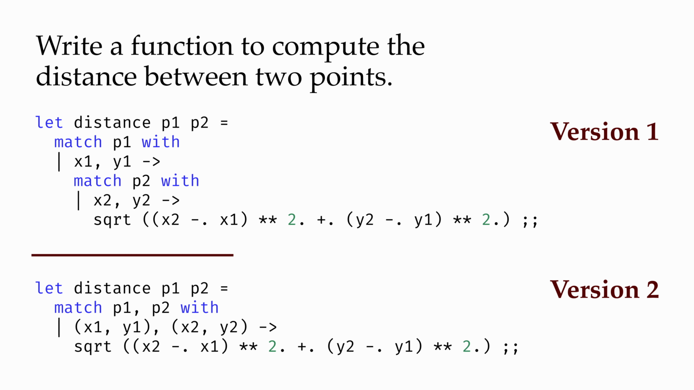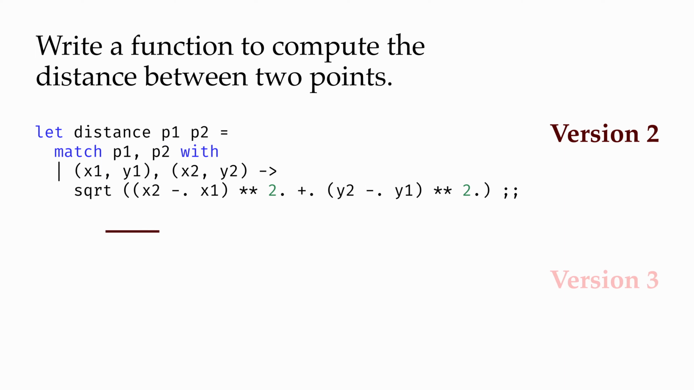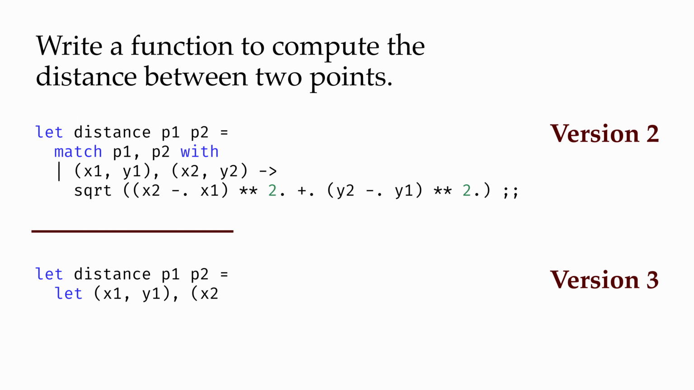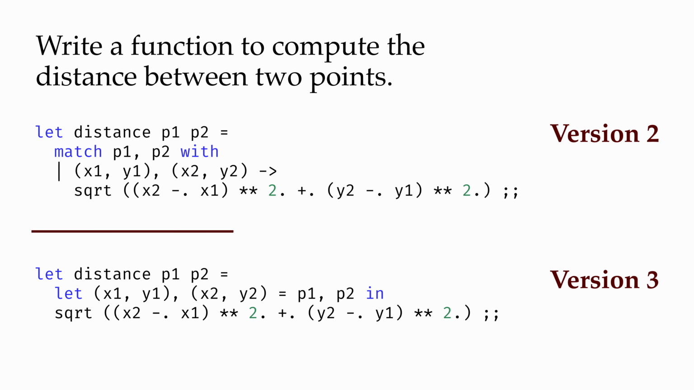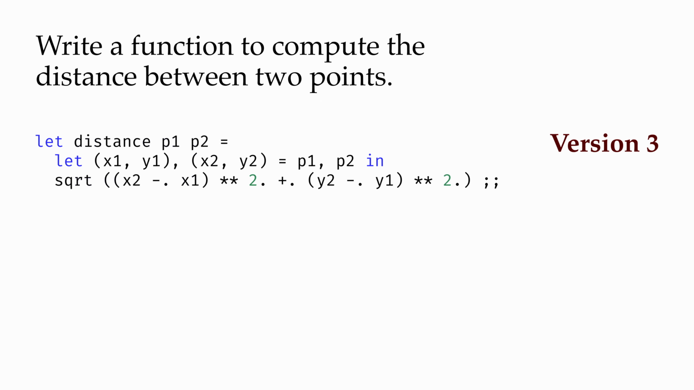So far, we've only seen cases where we match an expression with a single pattern. It turns out that OCaml has some additional syntax features to make it easier to match expressions that only have a single pattern. For one, we can match directly inside a let expression. So we could equivalently say, let x1, y1, x2, y2 equal p1, p2, and then the expression to compute the distance. Here, we're matching inside the let expression itself. Instead of just a single variable name on the left side of the equal sign, we have an entire pattern to match against.